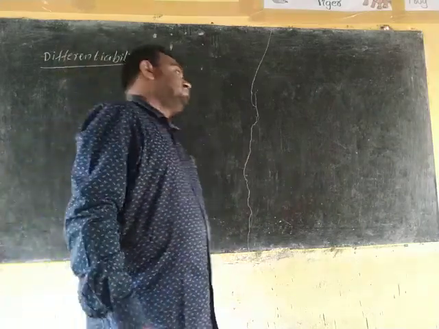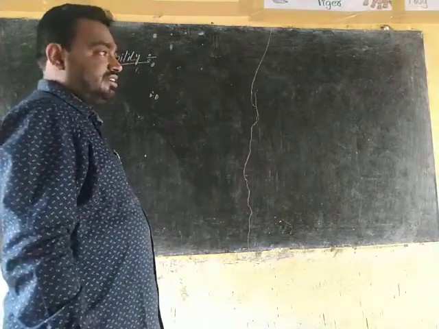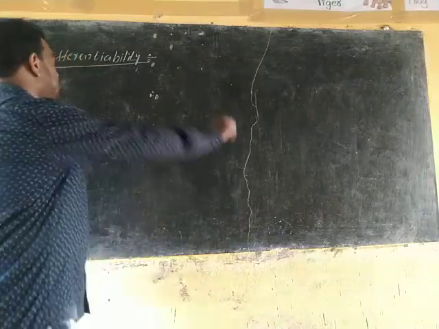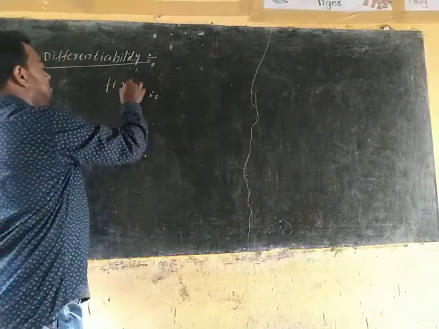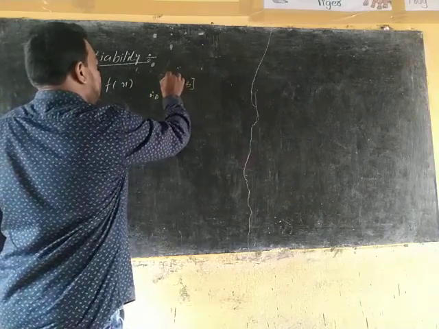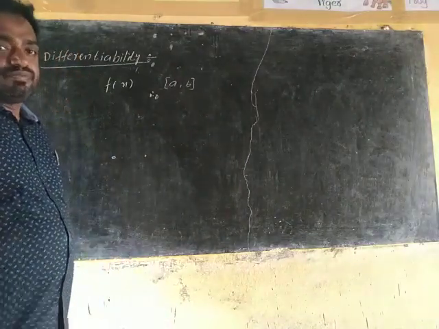So again, we are recalling those formulas and the definition of differentiation. Okay, so f of x is a real valued function in the closed interval a comma b.